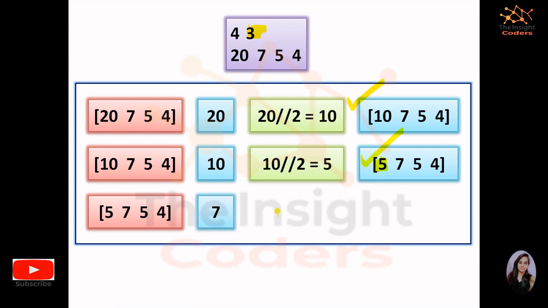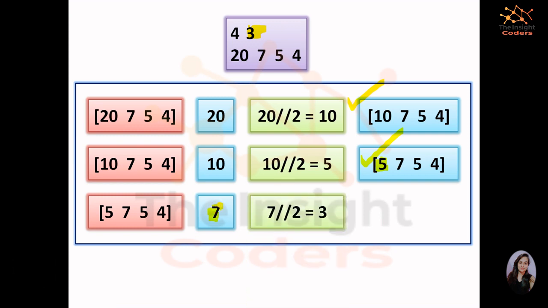This time the max is 7, right? Now just divide it by 2. After dividing, actually I get 3.5. But since I am using the float division, that means it will only give me the integral part, that is 3. And I need to insert this 3 back to this array, right?